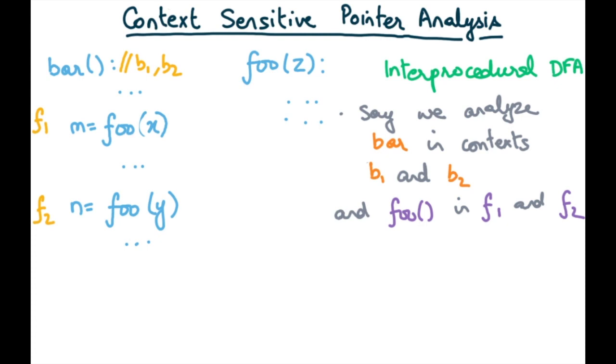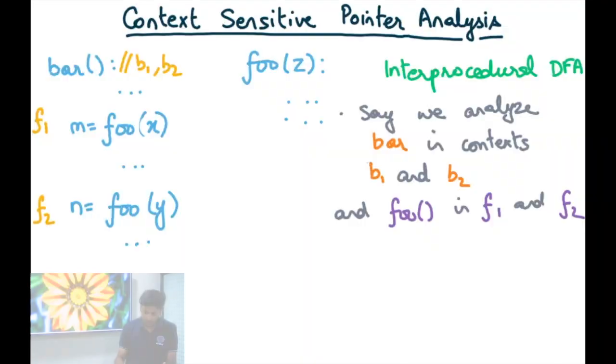We are now ready to discuss a context-sensitive pointer analysis, which is a mid-path between a context-insensitive pointer analysis and a region-based analysis. So consider this function bar, and let's say it could be called in two different contexts. And recall that we can choose how we want to define context. For example, we could define context based on the call site of bar.